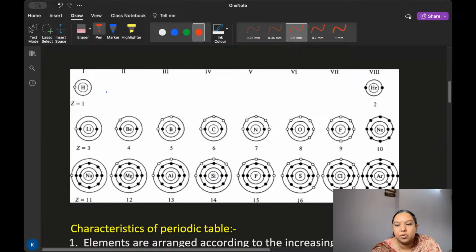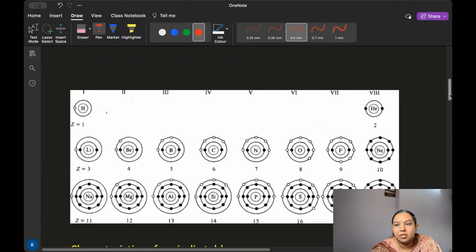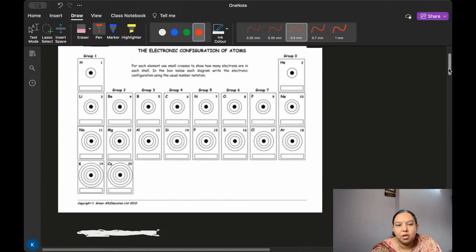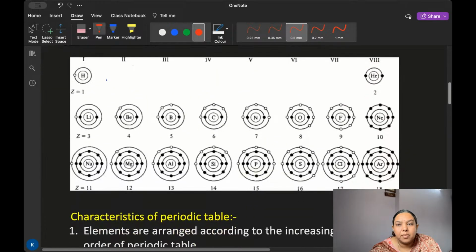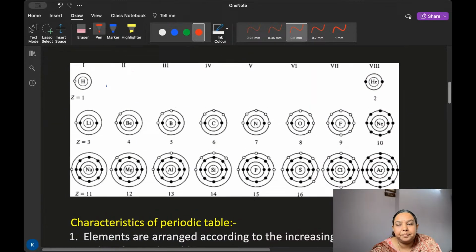Here you can see it's only about up till 18. The last two elements I have here on the top as a worksheet. We will do it as a homework filling.